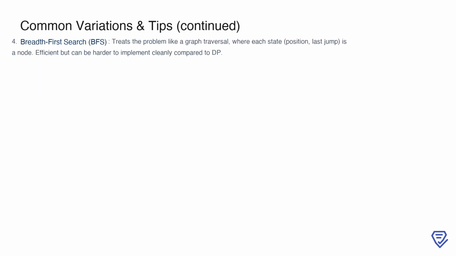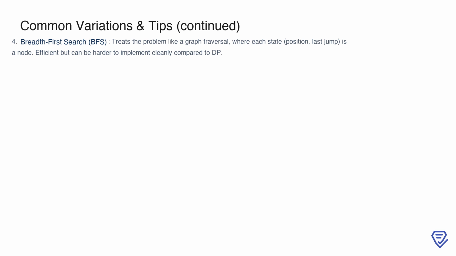Finally, let's discuss breadth-first search, or BFS, as another viable approach. BFS frames the problem as a graph traversal, where each state is represented as a node, defined by the current position of the frog and the size of the last jump. This approach systematically explores all valid states level by level, ensuring that no state is revisited unnecessarily.